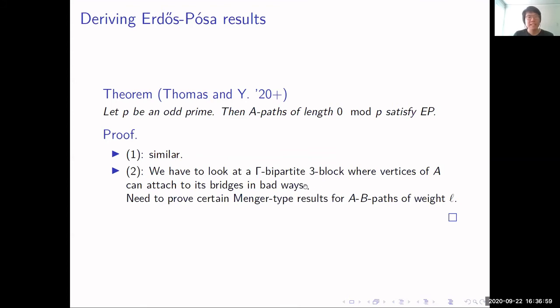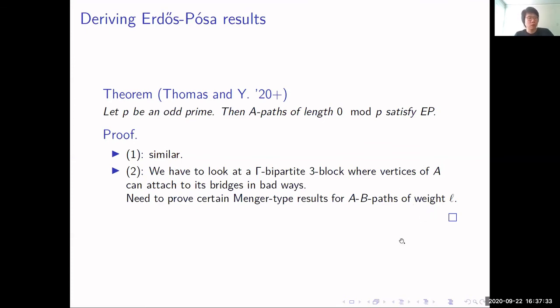So in this setting, under these assumptions, we can prove certain Menger type results for AB paths of weight L. Let's say you want to prove the Erdős-Pósa property of AB paths of weight L. It doesn't actually hold in general, because you can build a counterexample very similar to the previous ones, where the AB paths have to go across the grid and have to use an edge on the top row. So it doesn't hold in general. But under this assumption, we can prove such a result.